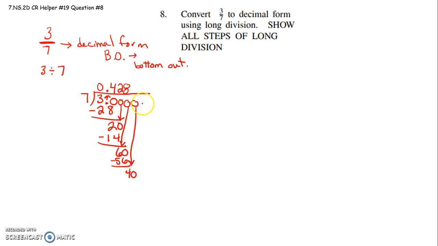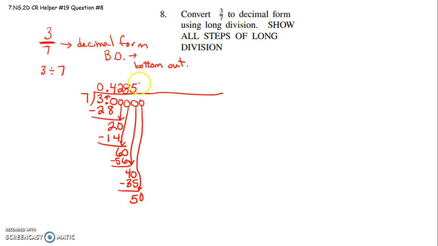So then I say 7 goes into 40 5 times. 5 times 7 is 35. Subtract off. 40 minus 35 is 5. I drag down a 0. When am I going to get a repeat is what I'm saying to myself at this moment.